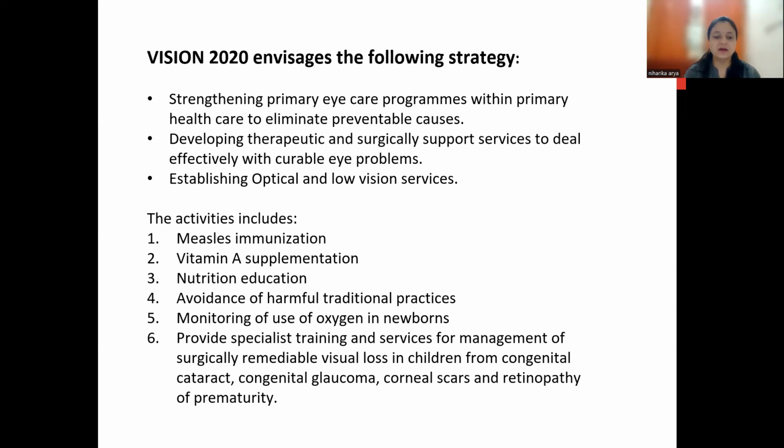These activities help in the correction of preventable causes of blindness: measles immunizations, vitamin A supplementation, nutritional education, avoiding harmful traditional practices, monitoring the use of oxygen in newborns to prevent retinopathy of prematurity, and providing specialist training and services for the management of surgically remediable visual loss in children from congenital cataract, congenital glaucoma, corneal scar, and retinopathy of prematurity.